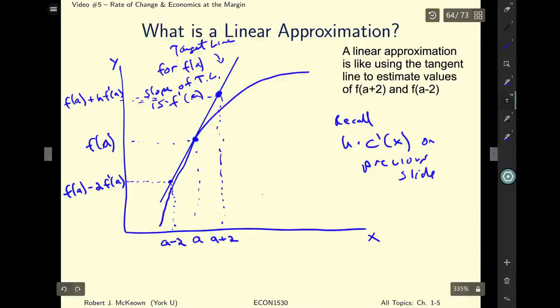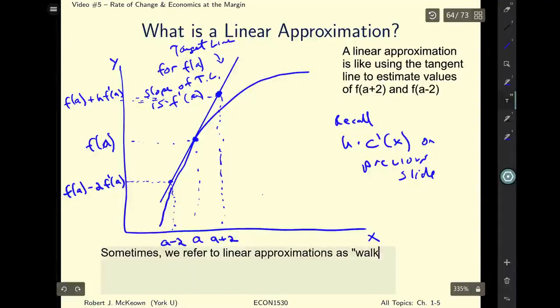So sometimes we refer to linear approximations as walking along the tangent line.